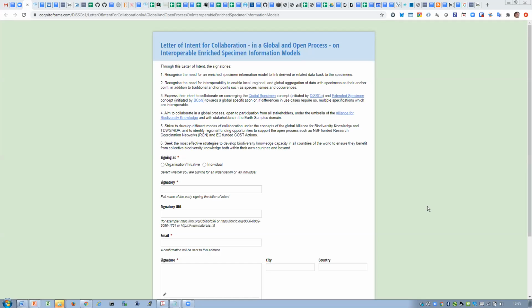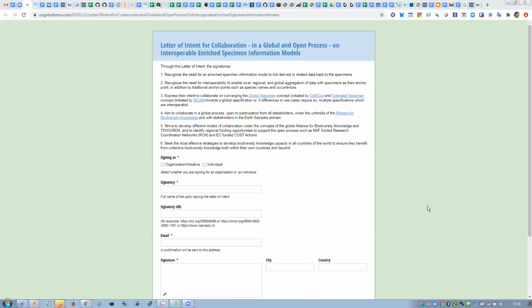There's the recognition of the need for interoperability to enable local, regional, and global aggregation of specimen data as the anchor point to link all the other data to, in addition to traditional anchor points like species names or occurrences. And then the intent to collaborate on converging these concepts that have been discussed here today.